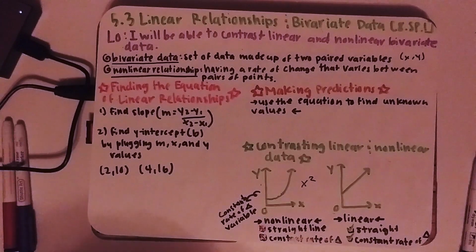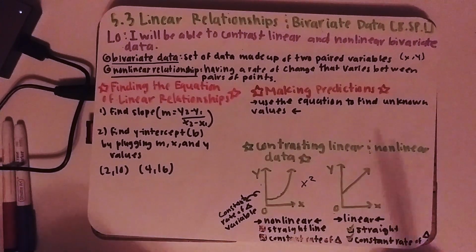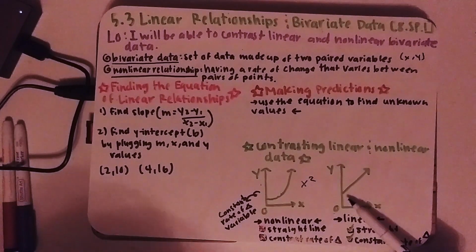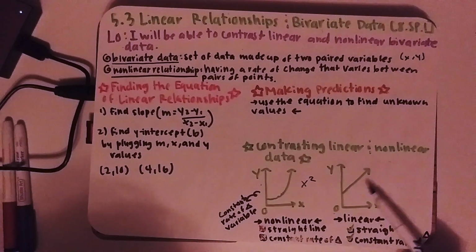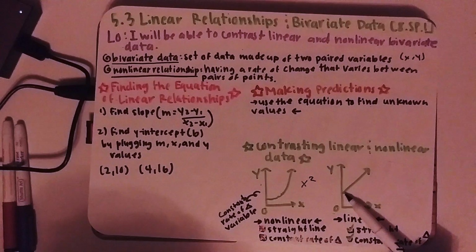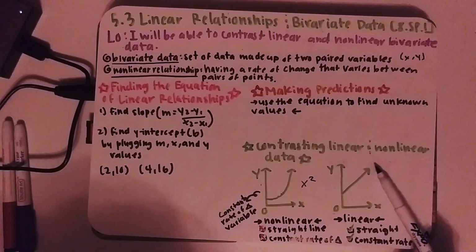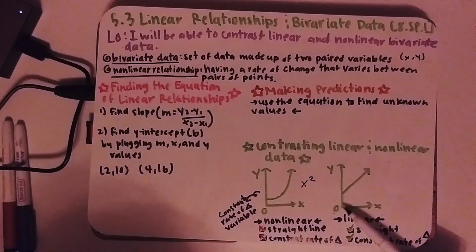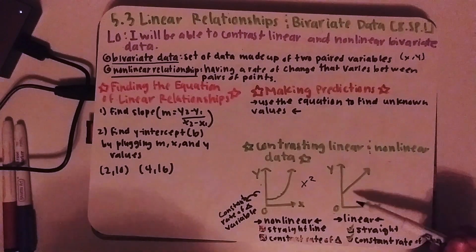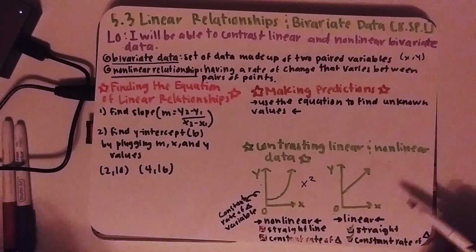Now, don't get confused with proportional. Proportional has to go through the origin. So this is actually a non-proportional linear relationship, right? It is linear because it creates a line, but it's not proportional because it doesn't go through the origin. But it does have a constant rate of change, because otherwise it wouldn't create a straight line. Okay, so that's for that.